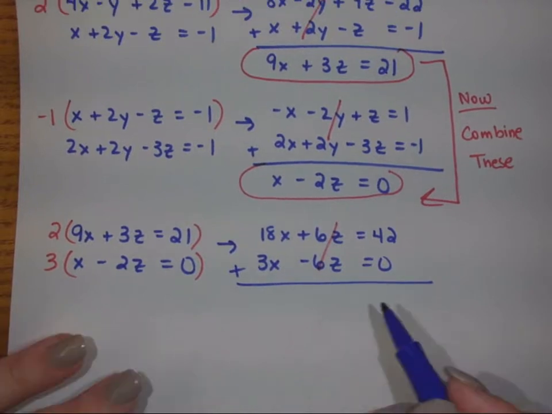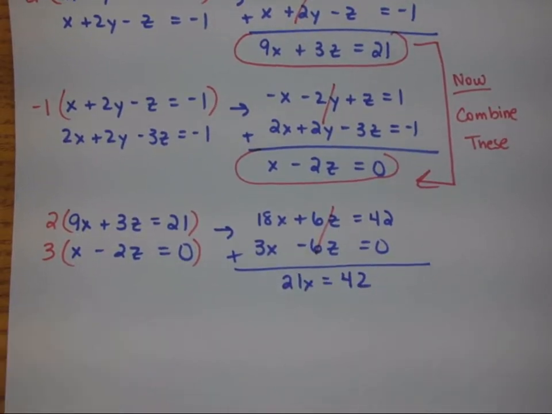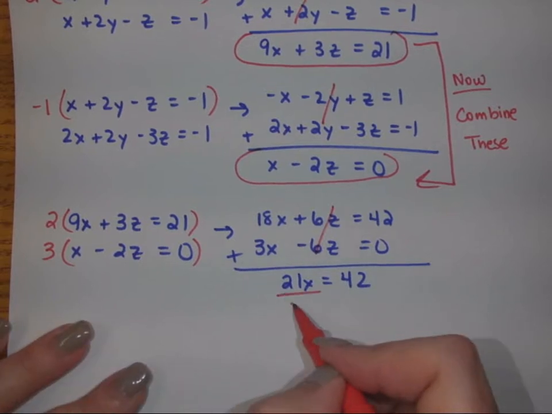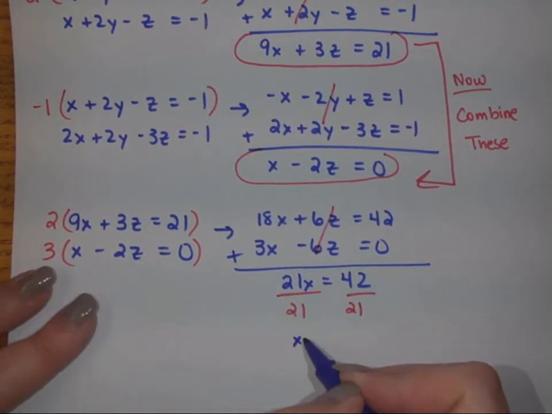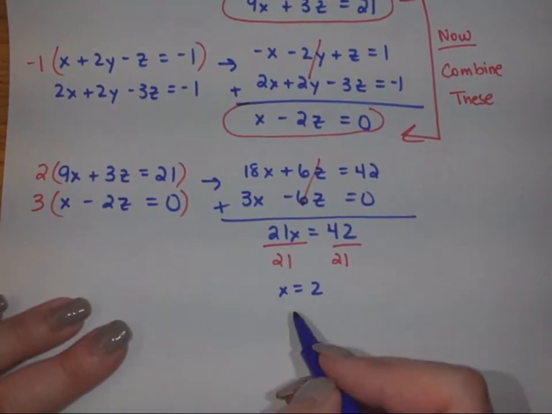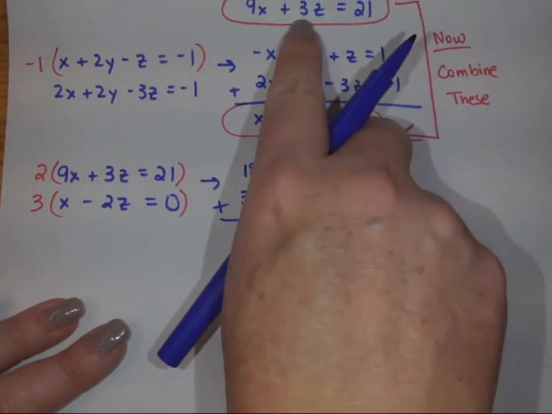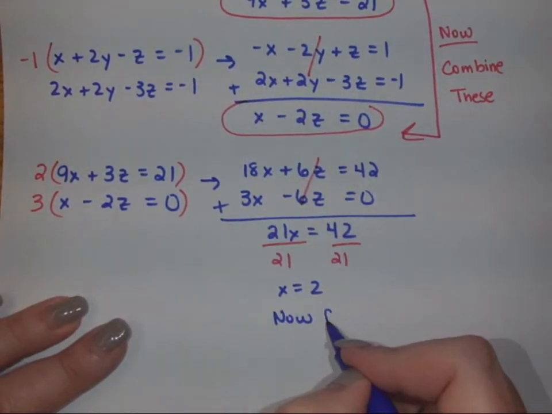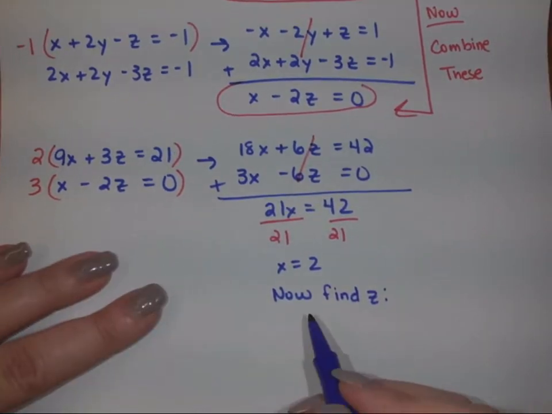So note that I have 21x equals 42. Then I'm going to divide both sides by 21. So finally, all my hard work paid off, right? I get one of the three answers, x equals 2. Now I just need to find the others. I'm going to use one of these equations to find z next, and after that, I should be able to find my last one.